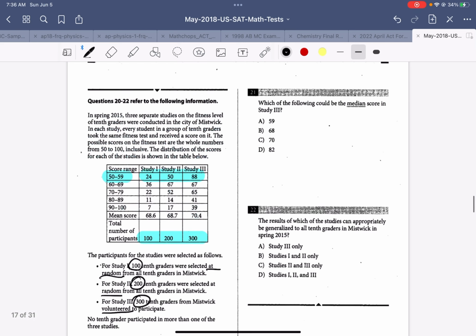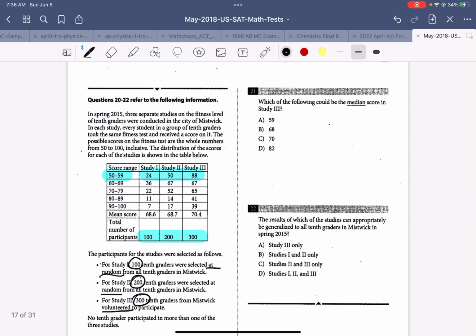Okay. Now, which of the following could be the median score in study 3? Median is when you put in order, the number in the middle. So remember, the total in study 3, you have 300 students. So out of 300, which one is the median? The 150th one is the median. So where's the 151st located?